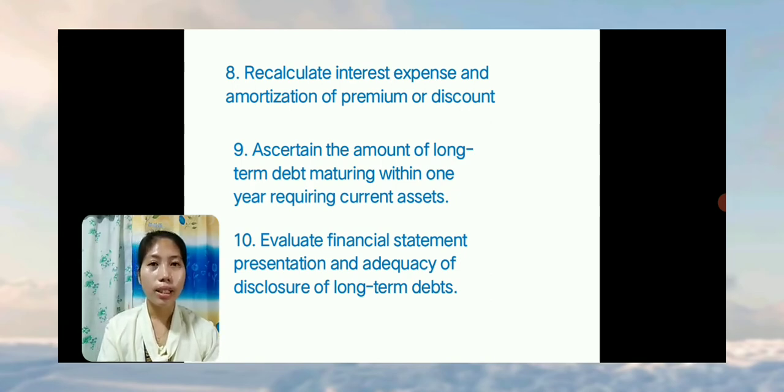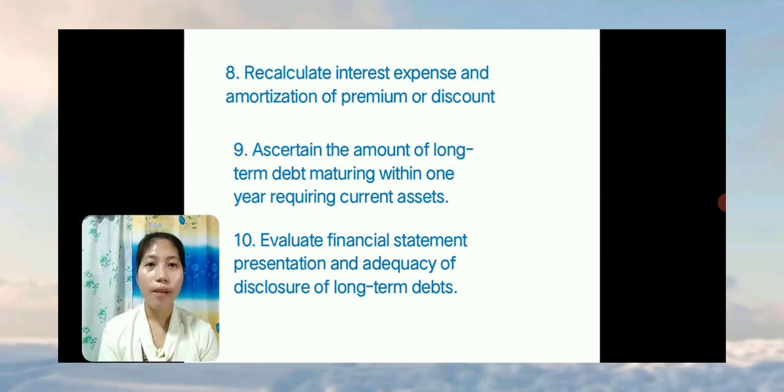9. Ascertain the amount of long-term debt maturing within 1 year requiring current assets. Long-term liabilities which will not mature within the operating cycle and any debt that will mature but will not be liquidated from current assets will be classified as long-term debt obligations. Any debt maturing currently and payable from current assets will be a current liability. Maturity date of the debt is traceable to the debt instrument itself. Verify the source of repayment.